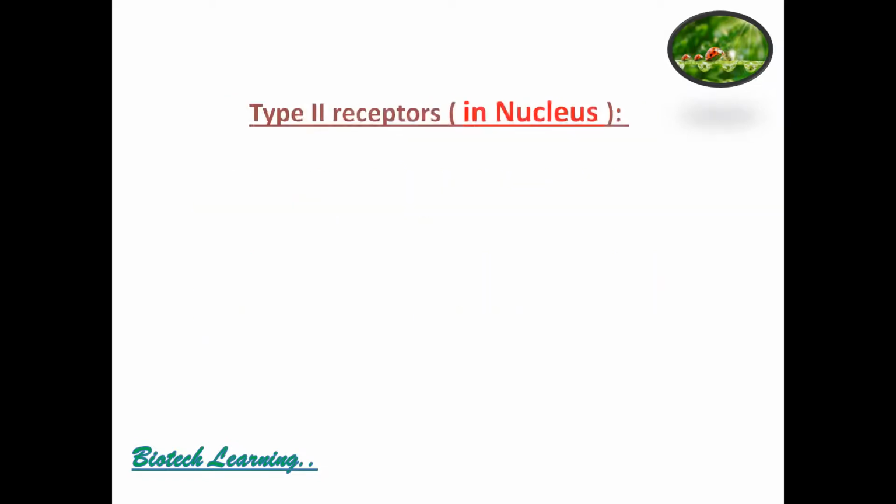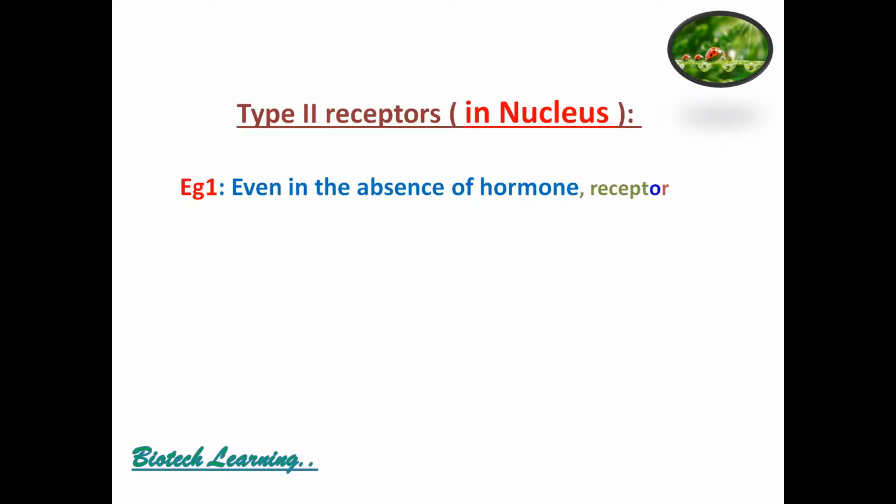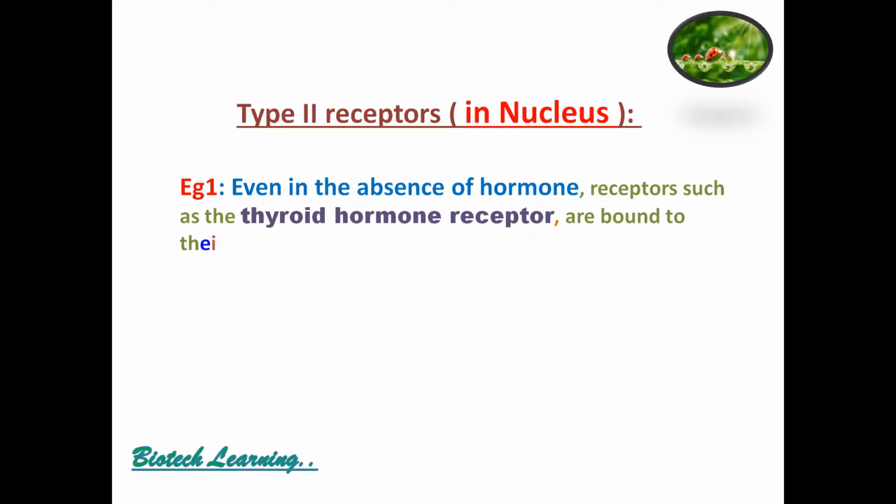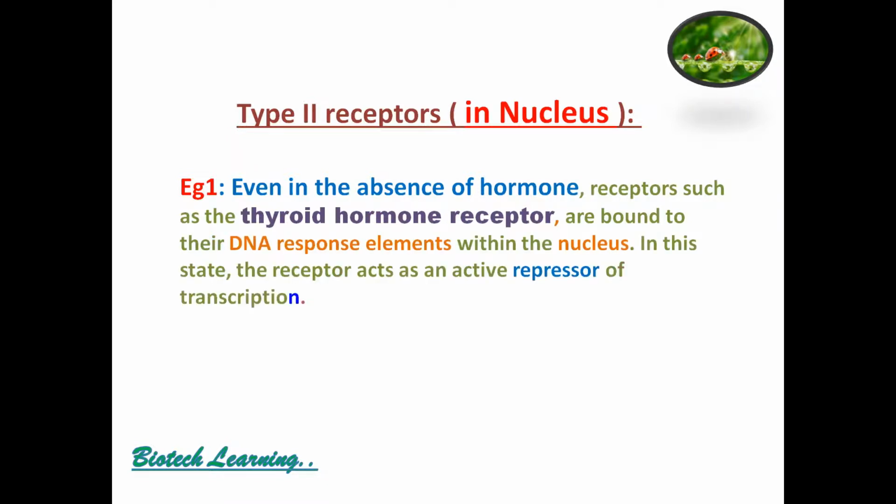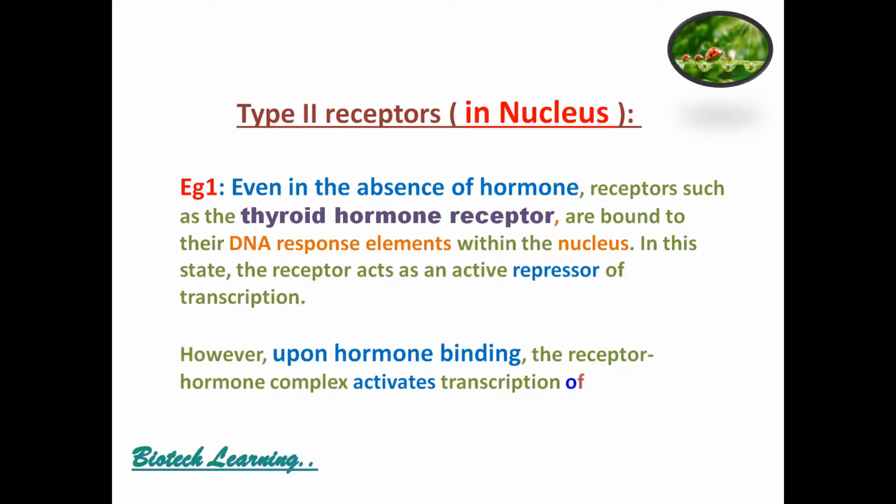Now let's move on to type 2 receptors which are already present in the nucleus. The first type is the thyroid hormone receptor. So these are bound to DNA response elements within the nucleus, but the receptor acts as an active repressor of transcription. Only when the thyroid hormone or the ligand binds to the receptor, it activates transcription of the specific genes.